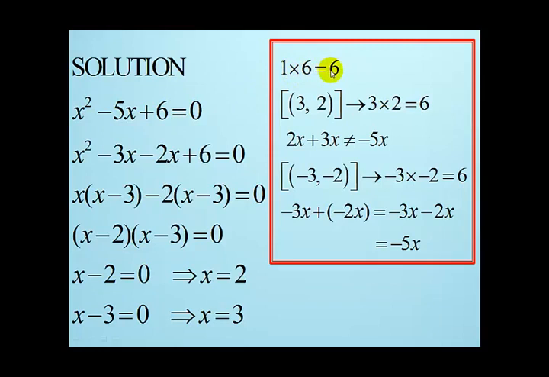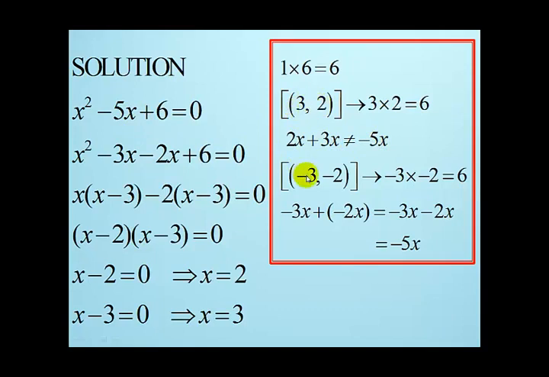Now what we are going to do is that we are going to search for two numbers. When we multiply the numbers, we have to get the 6. But when we add, we have to get the coefficient of the x, that is minus 5x. Now let's start with 3 and 2. When we multiply 3 by 2, the answer is 6, which is equal to the 6 we had. But when we add 2x to 3x, 2x plus 3x is not equal to minus 5x. Take note, that the term we have here is minus 5x, but when we add 2x to 3x, it's not equal to minus 5x. That means that we cannot use the numbers 3 and 2.